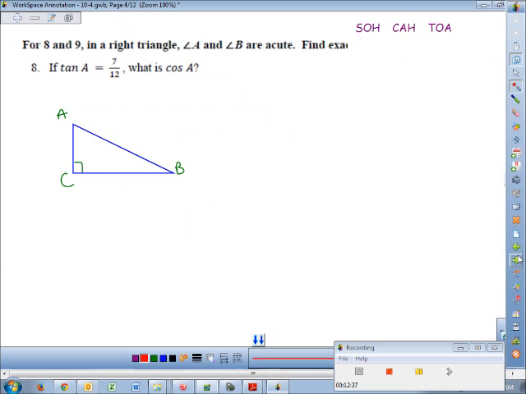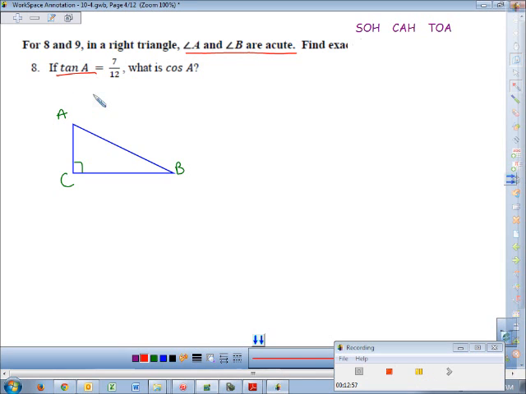Draw that same right triangle, because they say angle A and angle B are acute. That means that angle C is the right angle. While you're drawing, you might as well draw it for the next problem also. So you can pause the video and get that done for me, por favor.